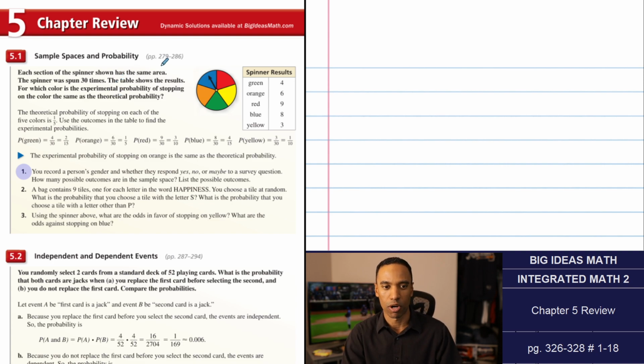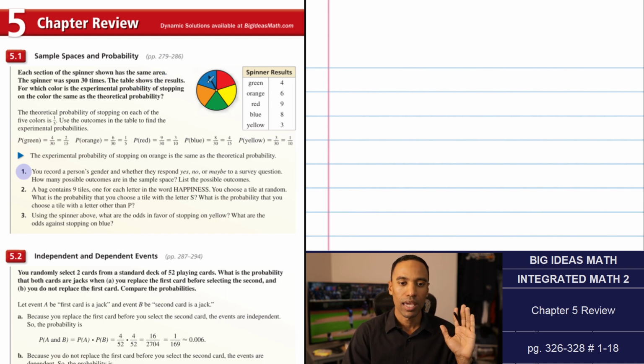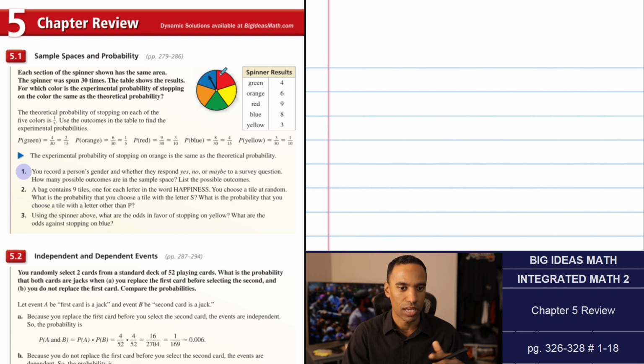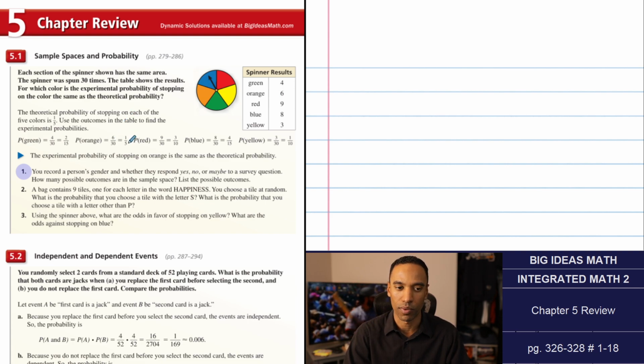For which color is the experimental probability of stopping on the color the same as the theoretical probability? So each color has the same area, so there are 5 different colors. They all occupy 1/5 of the entire thing. So which of these, if spun 30 times, lands on the same 1/5 fraction is basically what we're looking at. This is theoretically, they each have a 1/5 chance. Experimentally, green has a 4/30ths chance, which is 2/15ths, not 1/5. Orange has 6/30ths, which is 1/5 when reduced. So it looks like orange should be the answer there.